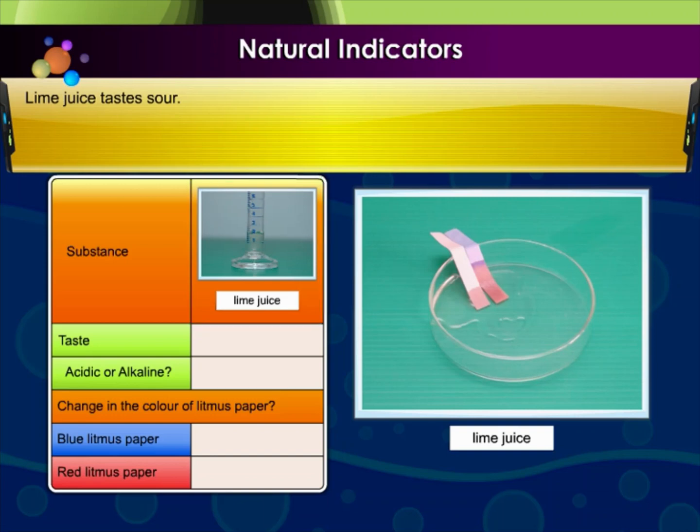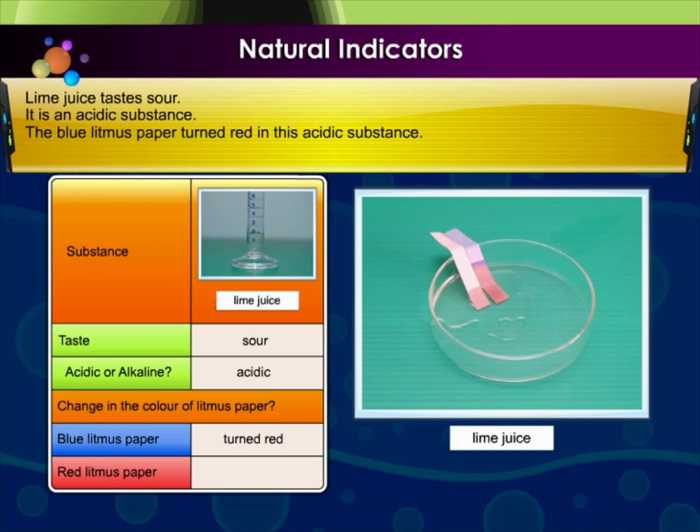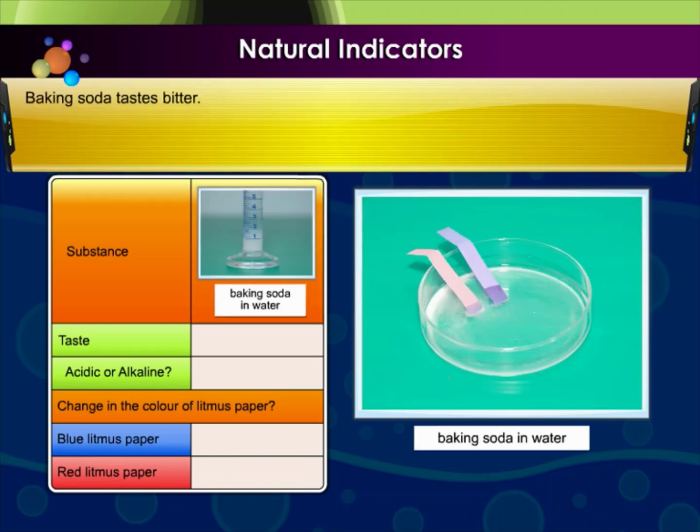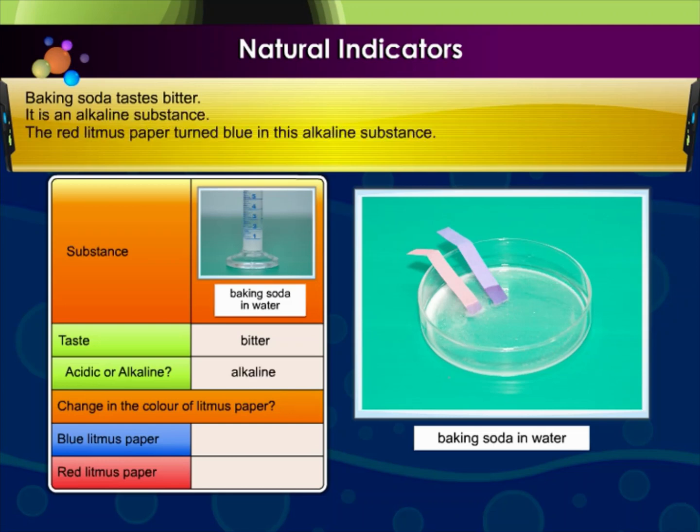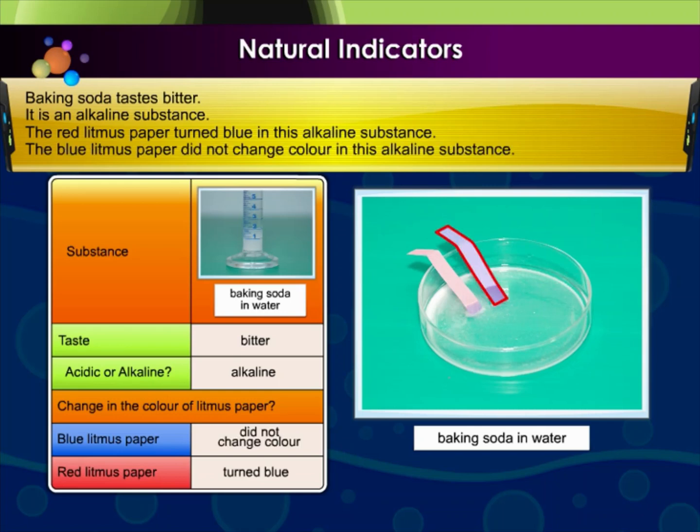Lime juice tastes sour. It is an acidic substance. The blue litmus paper turned red in this acidic substance. The red litmus paper did not change color in this acidic substance. Baking soda tastes bitter. It is an alkaline substance. The red litmus paper turned blue in this alkaline substance. The blue litmus paper did not change color in this alkaline substance.